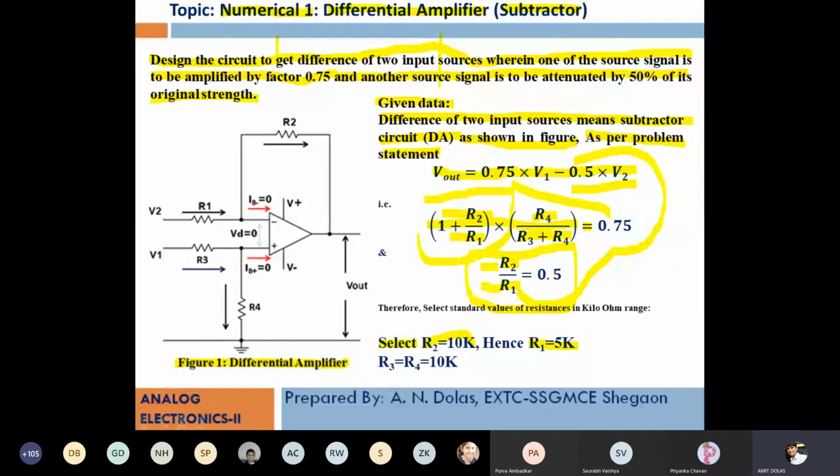Let's come to R3 and R4. 1.5 multiplied by which factor gives the answer 0.75? Accordingly, I have chosen 10K for R3 and R4. So R4 divided by R3 plus R4 means 10K divided by 20K. So half, that is 0.5. Initially it was 1.5, and 1.5 multiplied by 0.5, the answer comes to 0.75. So you just have to use your mathematics skill and accordingly choose the resistance values R1, R2, R3 and R4.